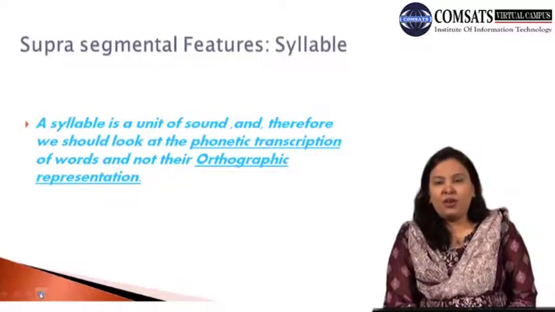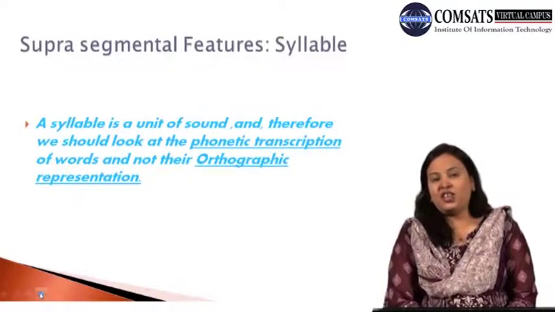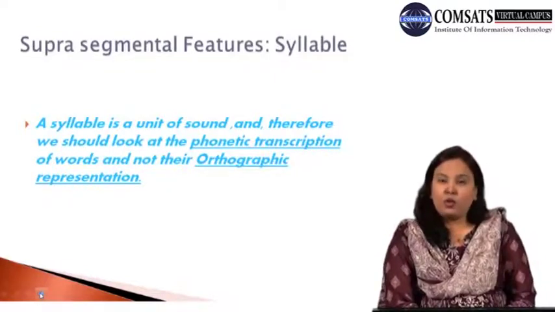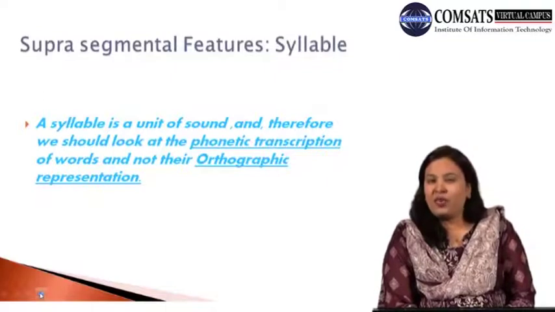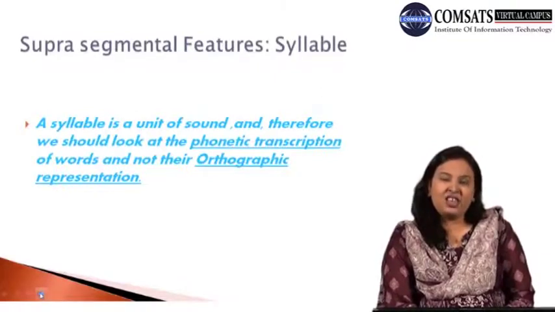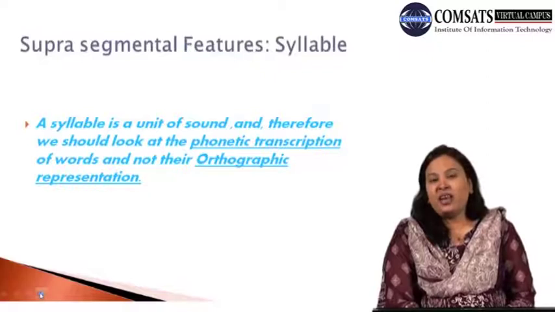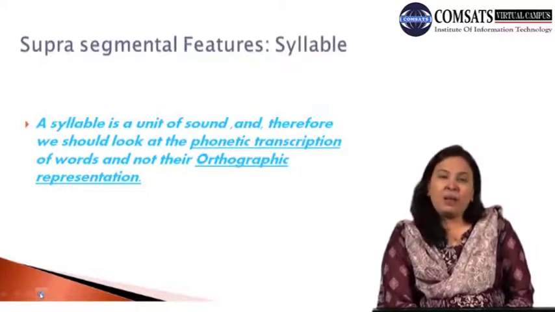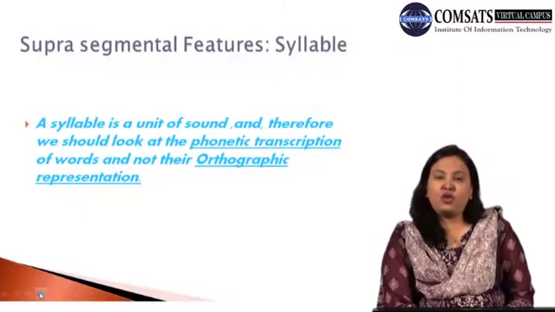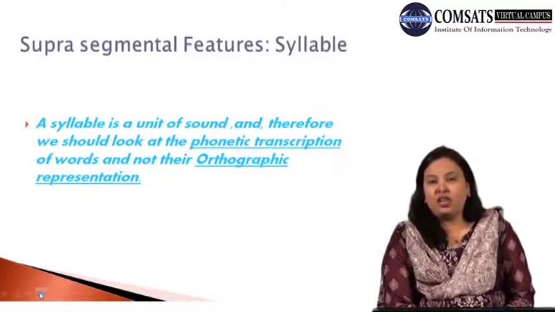Yes? Good. Orthographic representation is about the written form of language. Orthography, if you know, is the art of writing a language. So orthographic representation is made up of the alphabets. For example, if I write the word bit, this is B-I-T. It is an orthographic representation with 3 alphabets, B, I and T.